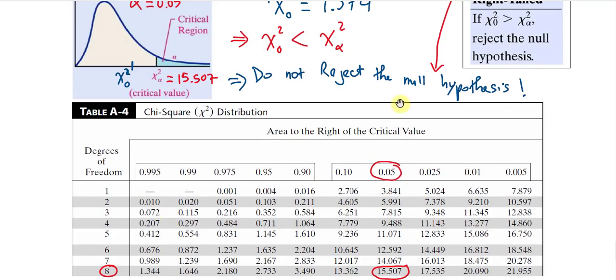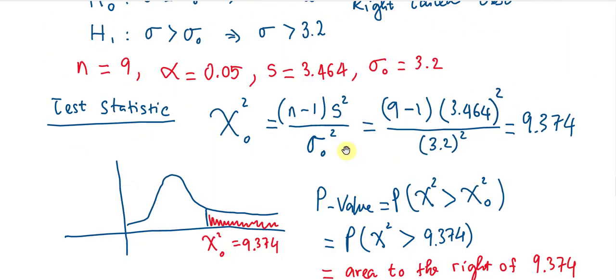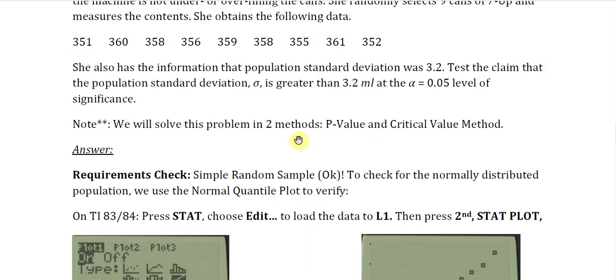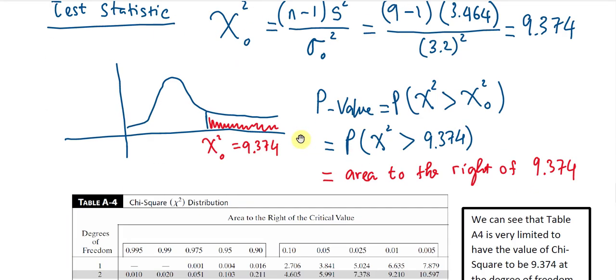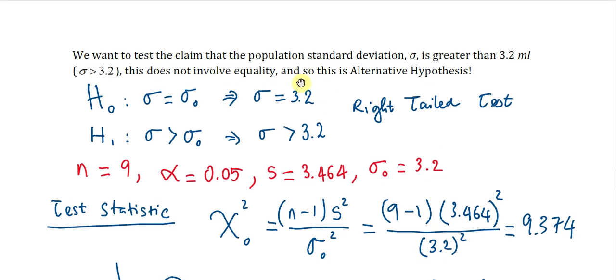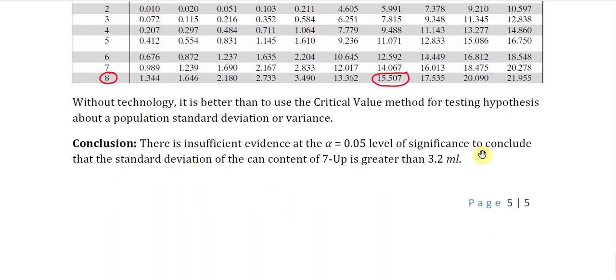And now we can make a conclusion, because we do not reject the null hypothesis. So go back to the null hypothesis, it is right here. We do not reject this one. That means we cannot be sure to conclude that the standard deviation is greater than 3.2, right? Because we do not reject the null hypothesis.